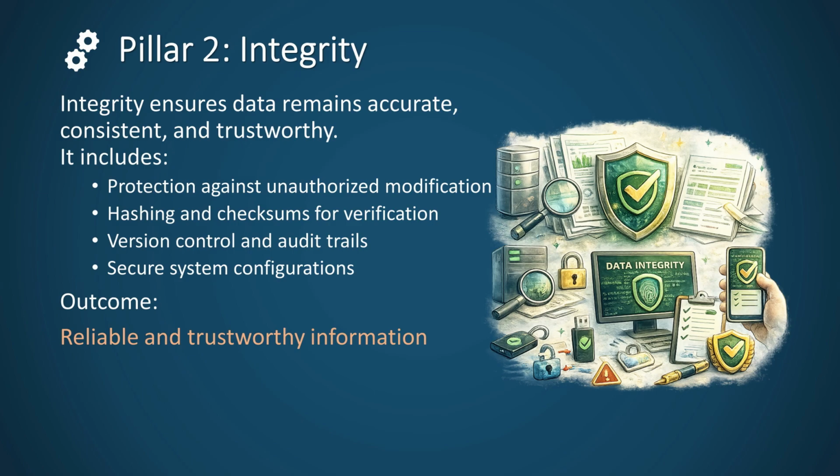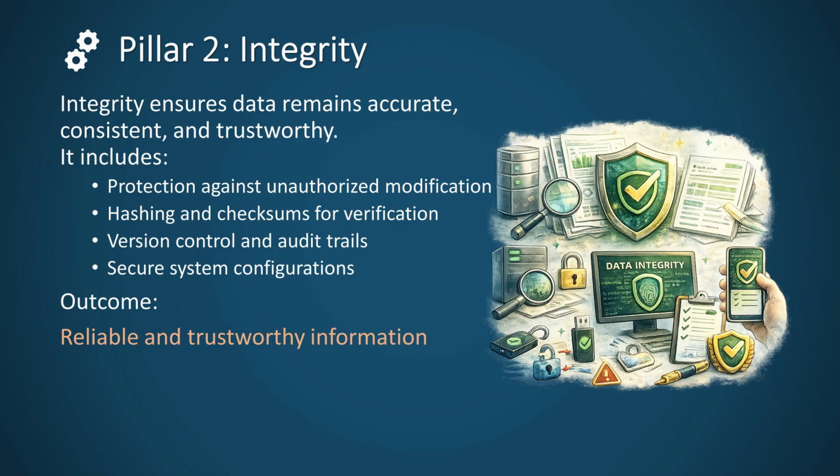Integrity is the second pillar of the CIA Triad, and it's all about keeping information accurate and trustworthy. In simple terms, it means making sure data isn't changed by accident or tampered with on purpose. If information is altered, even slightly, it can cause serious problems because decisions are based on that data. One way to protect integrity is by stopping unauthorized modifications. Only the right people should be able to make changes, and systems should block everyone else.